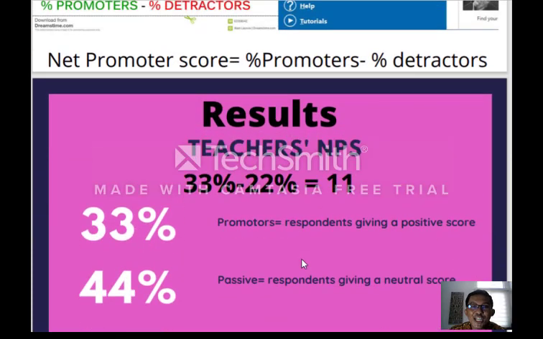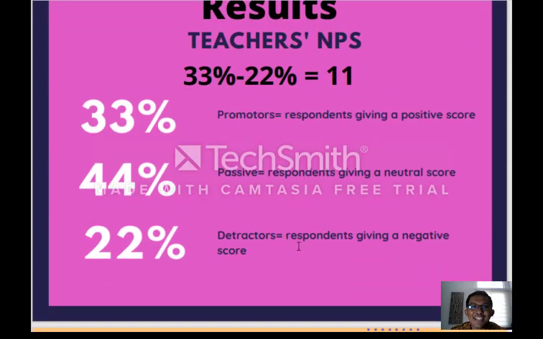Okay, so the result shows that the teachers' NPS score is 11. As we can see here, 33% are categorized as promoters, so they gave a positive score, and 44% of the teachers gave a neutral score. Meanwhile, 22% gave a negative score. So 33 minus 22 is 11. That's the NPS of teachers.